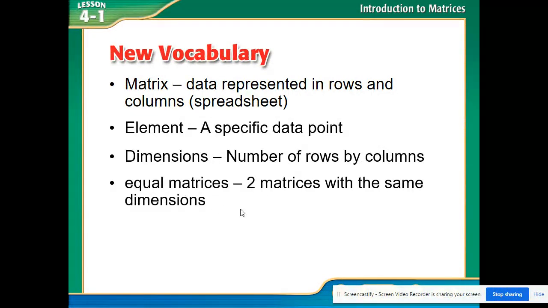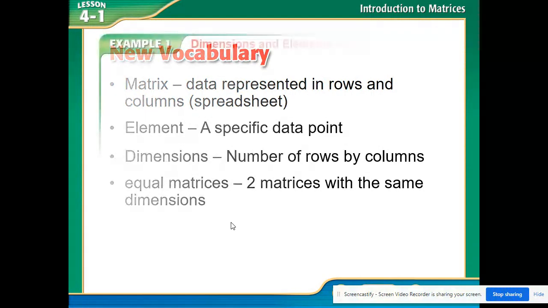Equal matrices are 2 matrices with the exact same dimensions, a 2 by 2 with a 2 by 2. Obviously the insides, the data points, will not be the same, but they will still be the same size. And equal matrices will become important as we go on throughout the chapter. So the beginning part of the chapter will be just the operations that we do with matrices. And then the second part of the chapter, the second week, we'll talk about what we do with matrices and how they make our lives easier.